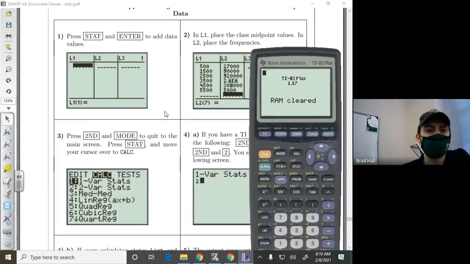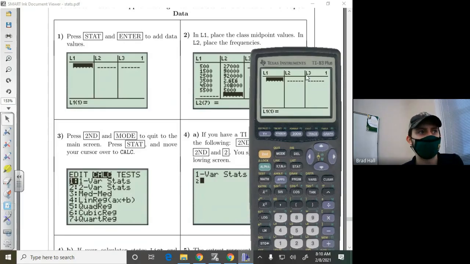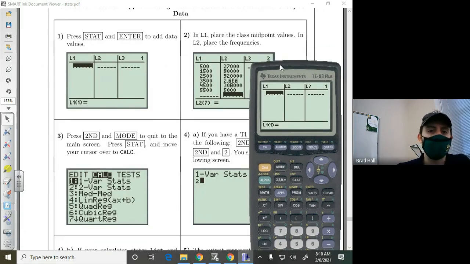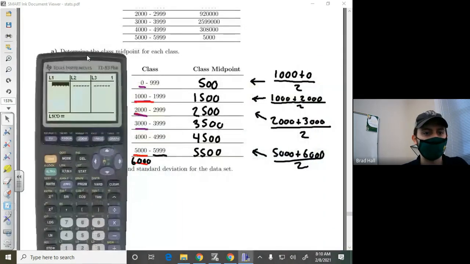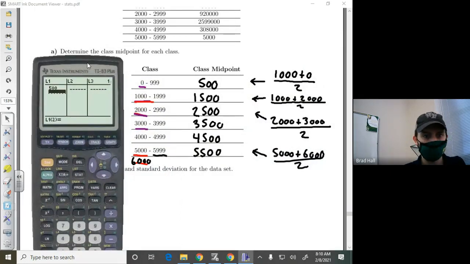So if anything, we're going to start off with stat and enter to go straight to where you input data for your lists. In L1, in the first list, that's going to be where all the class midpoint values go. So all these class midpoint values that we found, the 500, 1500, all of those, all the class midpoints go in the first list. So let's just go ahead and type those in real fast. So it's 6 values, pretty quick. So that's the first one.